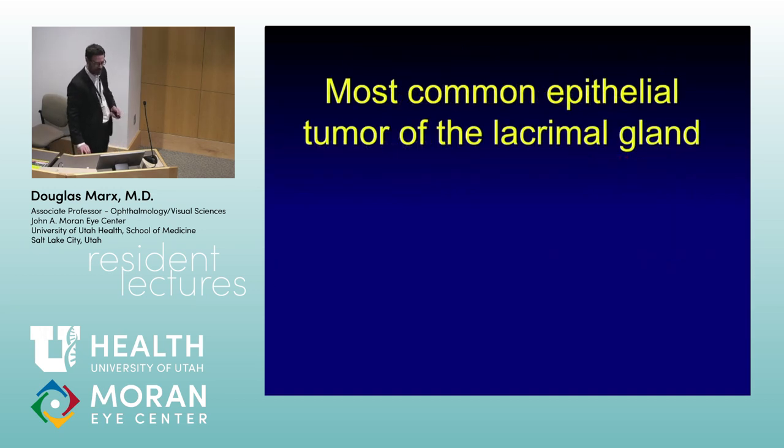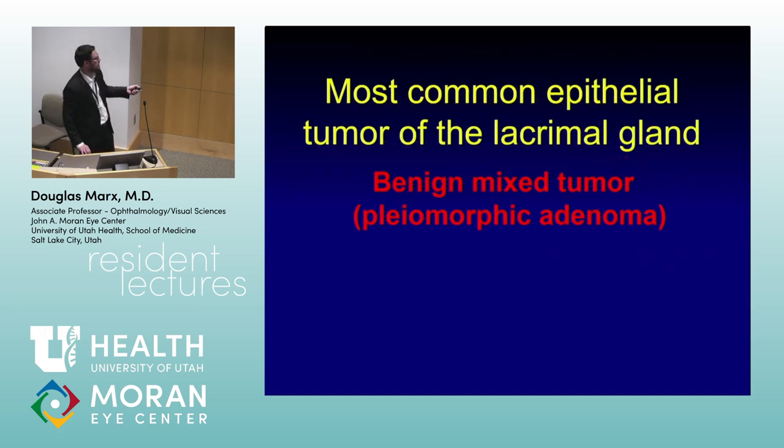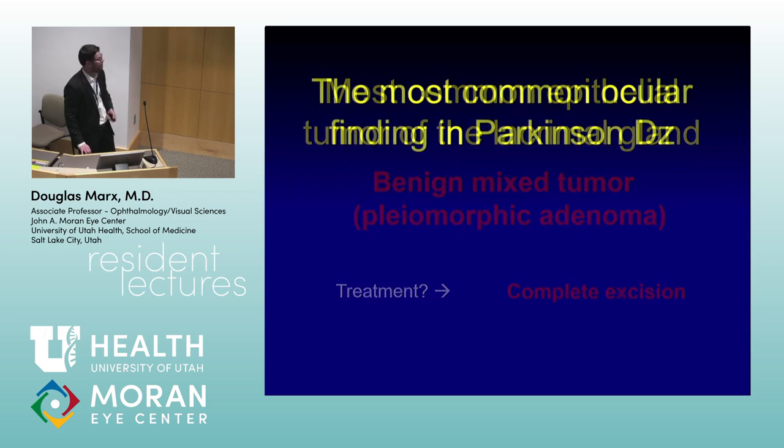Most common epithelial tumor of the lacrimal gland: benign mixed tumor, or pleomorphic adenoma. How do you treat it? Excision. Complete excision. Why? Because it'll come back as a malignant, right? This is a good one to remember, complete excision.